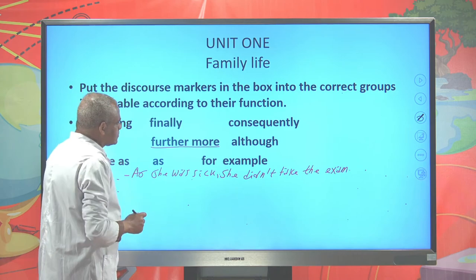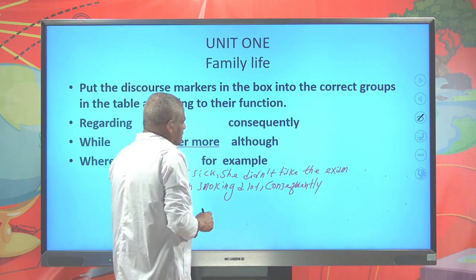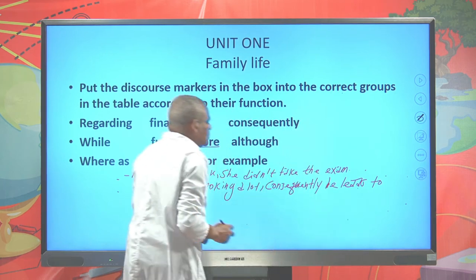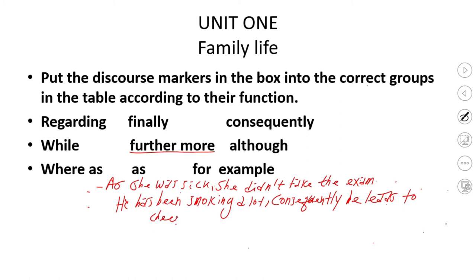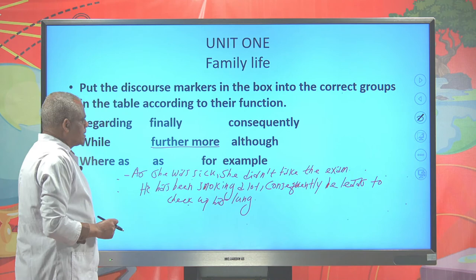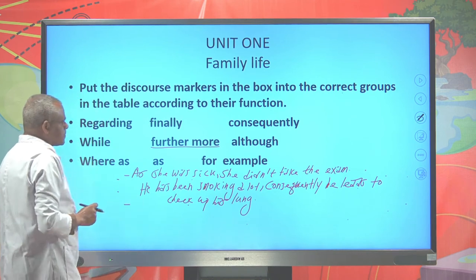Cause and effect. Consequently: he has been smoking a lot. Consequently, he needs to check up his lungs. That means consequently is a result. The result. Although is a contrasting idea. Let me give you one example for it. Okay.